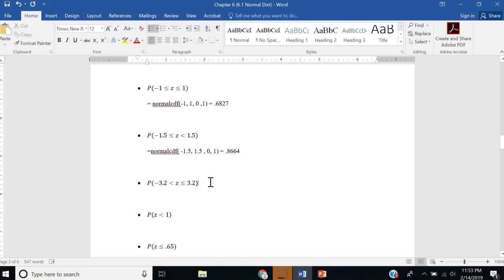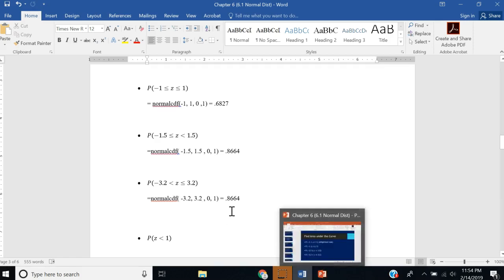Similarly, if we were to do what's the probability that we get something between negative 3.2 and a positive 3.2, we get 0.9986. So again, maybe I should retype what I'm typing in. We would do normal CDF. Our lower bound would be negative 3.2. Our upper bound would be 3.2, and then 0, 1. Hopefully you know what I'm saying by lower and upper bound.